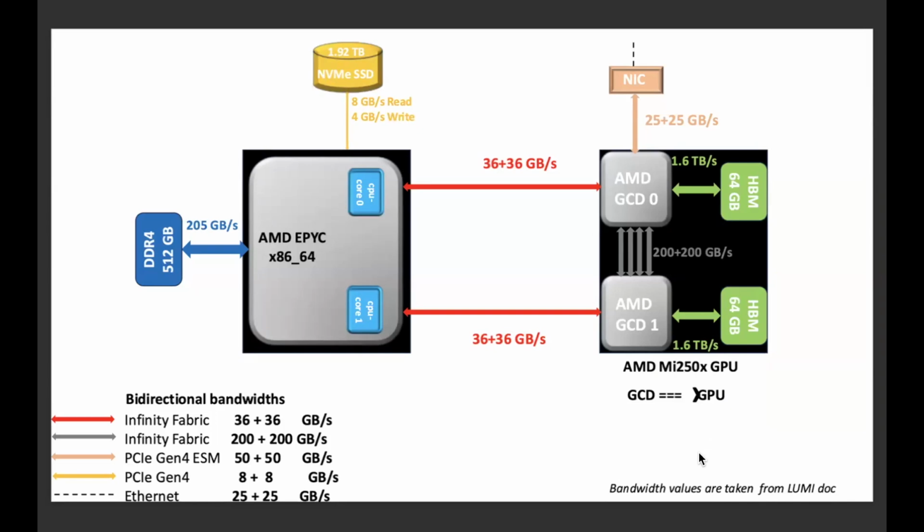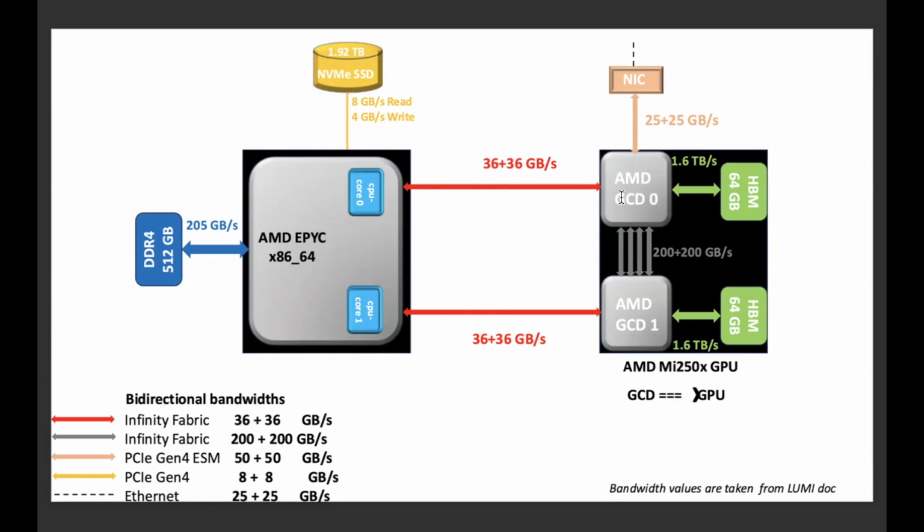These numbers are taken from the LUMI documentation. What we have here is a CPU, and the speed at which the CPU can access the GPU memory is 205 gigabytes per second. The speed at which you can communicate between the CPU and the GPU is about 72 gigabytes per second bidirectional. This is a bidirectional bandwidth, so you have 36 in one direction and another 36 in the opposite direction.